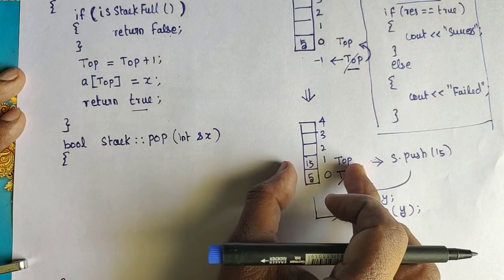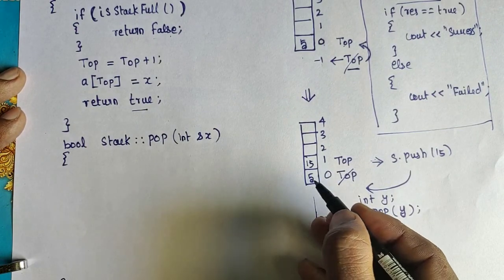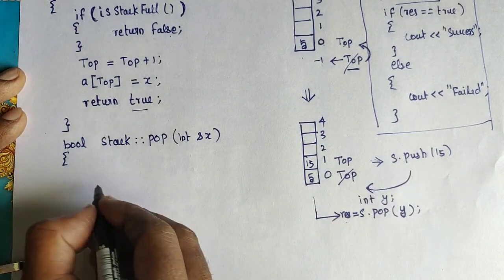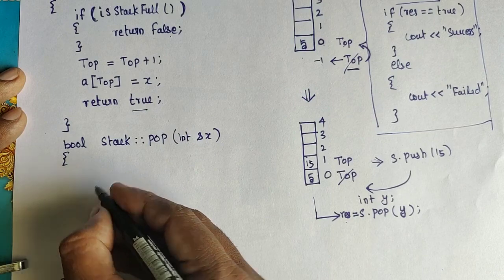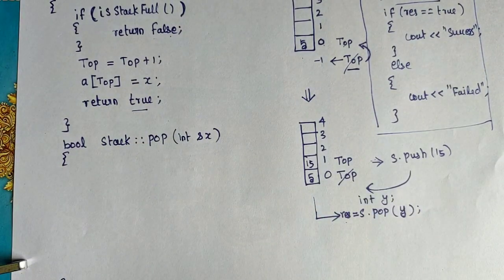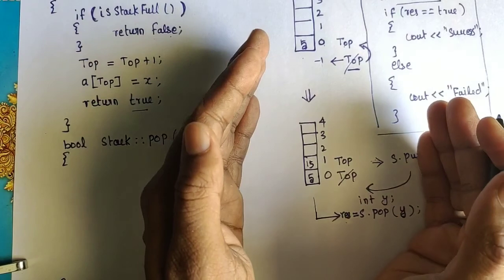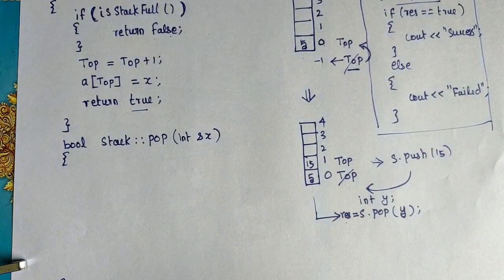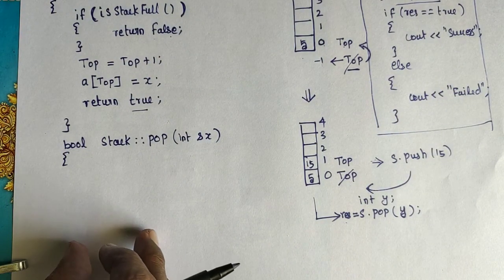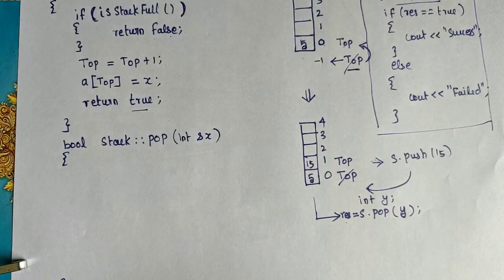Looking at this array, visibly the two elements are there, so it is possible to delete. How can we check that here in the code? How can we check the possibility of the deletion? When the stack is empty, we cannot delete an element. So that emptiness needs to be checked as a first step in the pop operation.